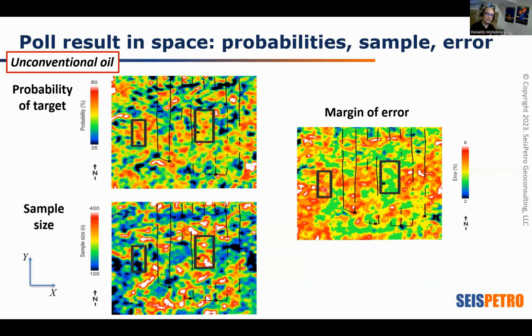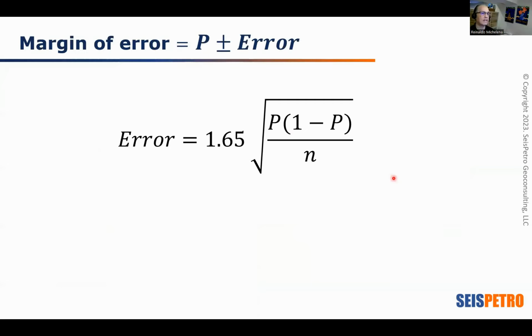So how do we calculate this error? The margin of error, as I said, is the probability that we estimate plus minus a number. And that number is estimated using this formula, which is a standard formula that also comes from opinion polls. That formula has 3 parts. It has this constant that is called the z-score, and it's the confidence interval. It corresponds to the confidence interval that we're going to assign to the error. It has the probability that we are estimating, and it also has the number of samples.